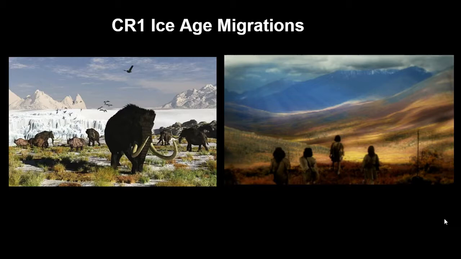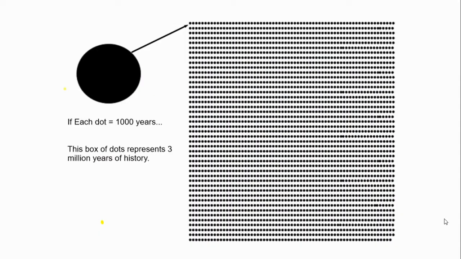So let me broaden your perspective and give you a better understanding of time as it relates to the earth itself. And we're going to do this visually with what I call time by the dots. So I have a page of dots here, and we're going to pretend that each dot represents 1,000 years. And if each dot on this page represents 1,000 years, then what you're looking at is about 3 million years of history, which is actually not very long when you consider the age of the Earth.